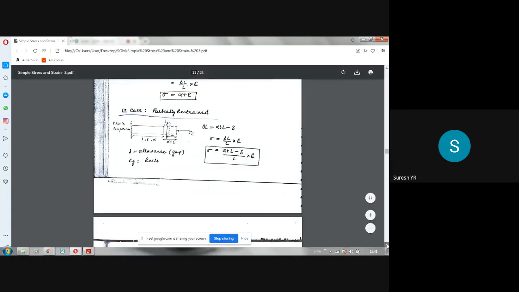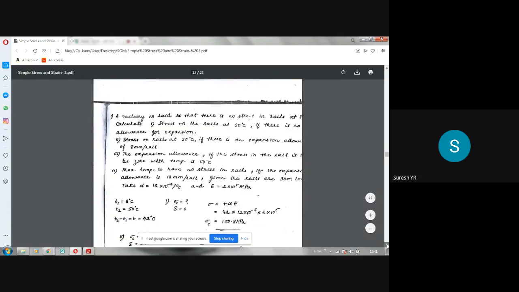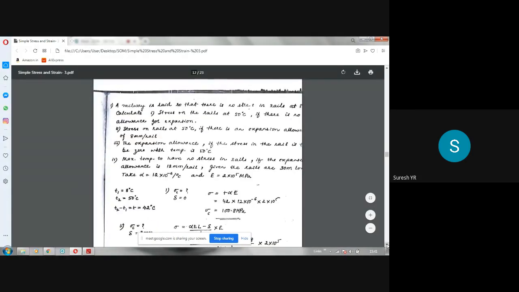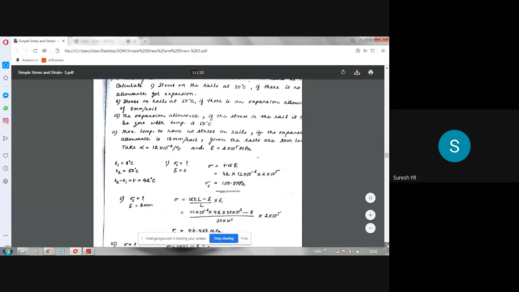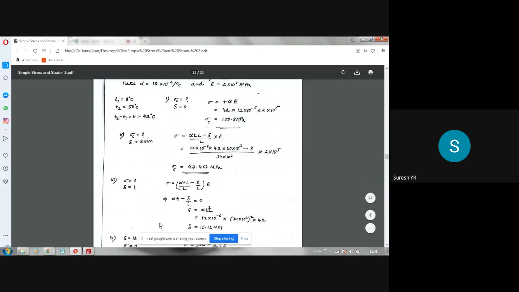Next, coming to the third one. The third one is the expansion allowance if the stress in the rail is to be zero, when the temperature is 50 degrees centigrade. So sigma should be zero. What should be the allowance that can be provided? Delta is unknown. Once again, you have to use this formula only, the partially restrained formula. The only thing is delta is unknown here. Same formula you substitute: alpha TL minus delta by L into E.